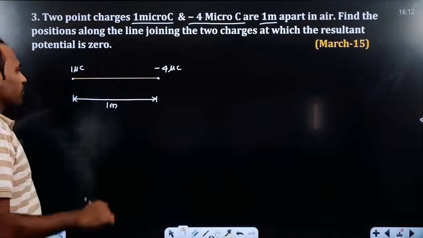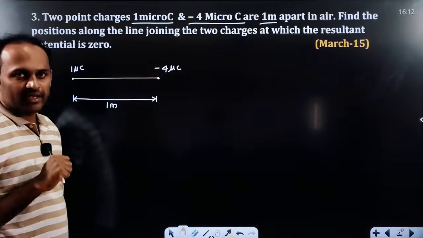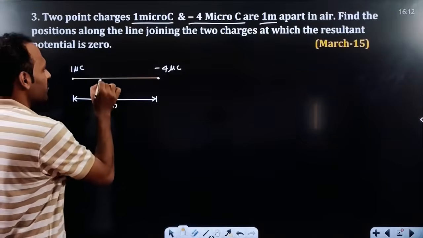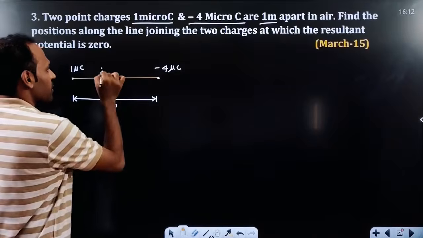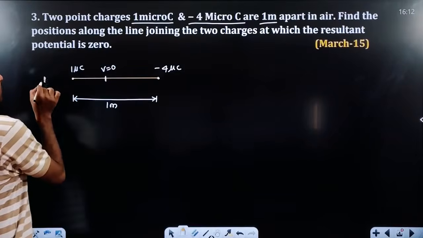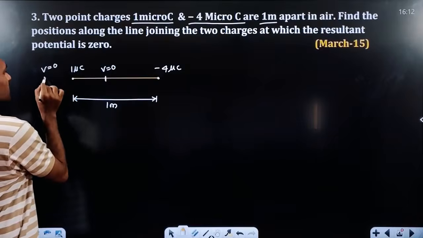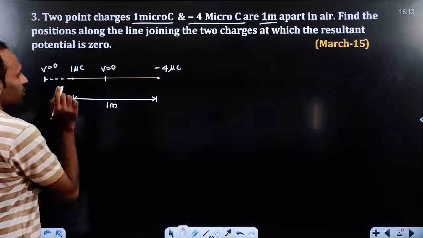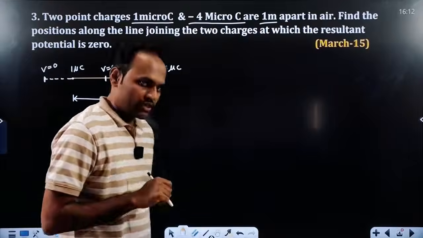Now, the 0 potential points, we get at two points. One point will be in between the two charges. Here also the potential will be 0. Another point will be outside the two charges. Here also the potential will be 0. So we will get 2 points.